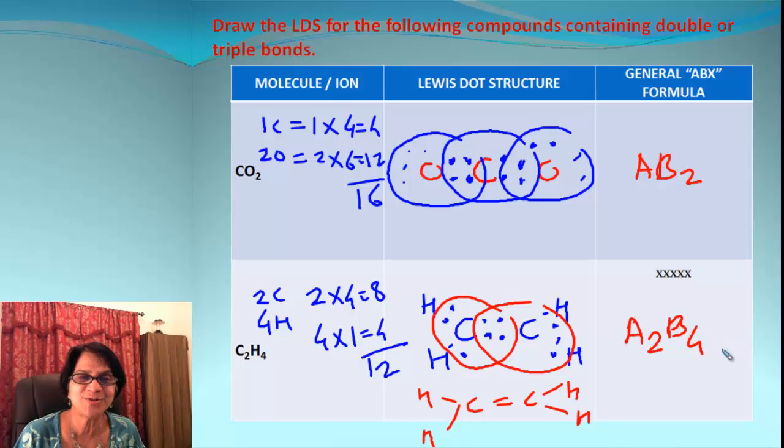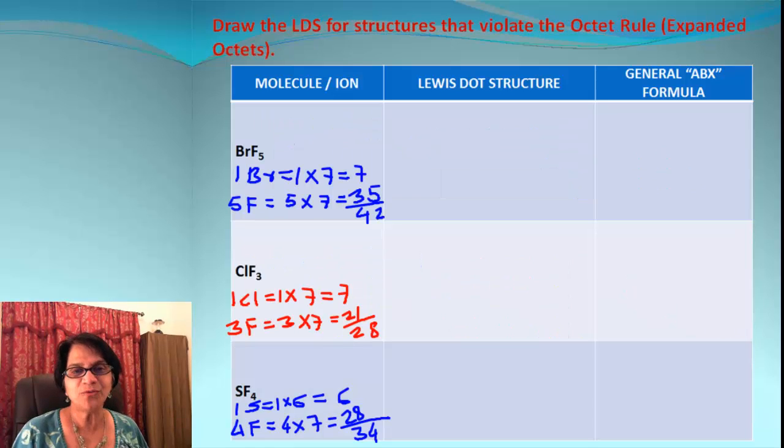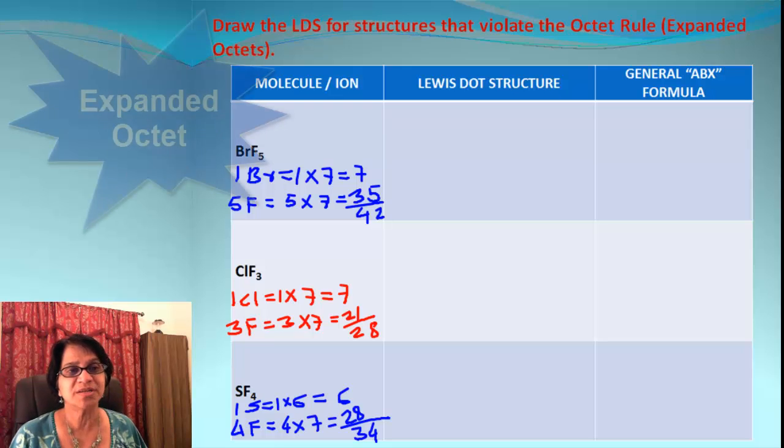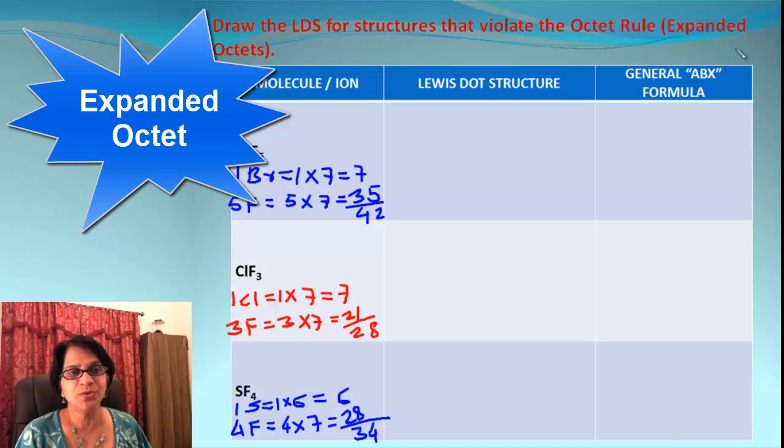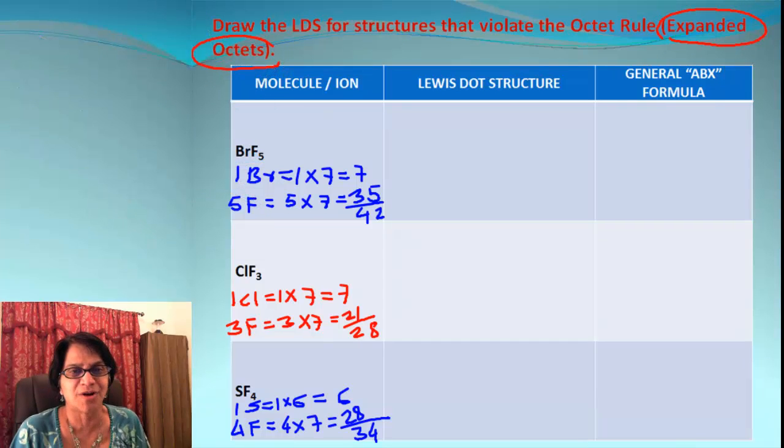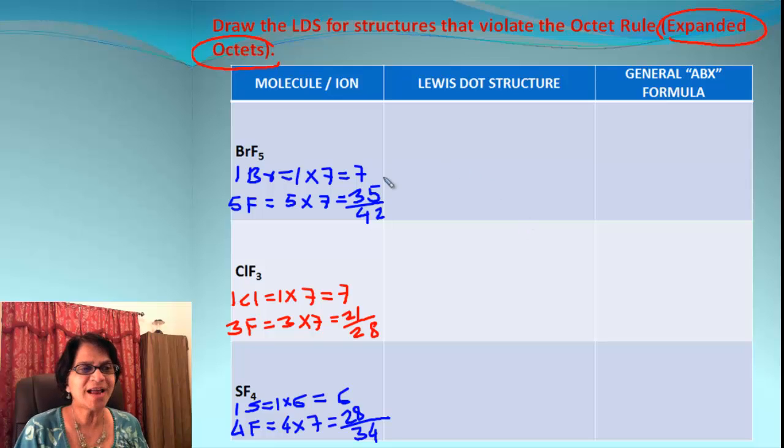The formula is A2B4. Now remember, we talked about the octet rule, which means every element needs 8 electrons to satisfy them. But sometimes the octet rule could be different. We may have an expanded octet. What it means is you may have more than 8 electrons around that atom. Now what I did here is, for each of the compounds, I took the count for electrons. So we are ready to work on the Lewis dot structure.